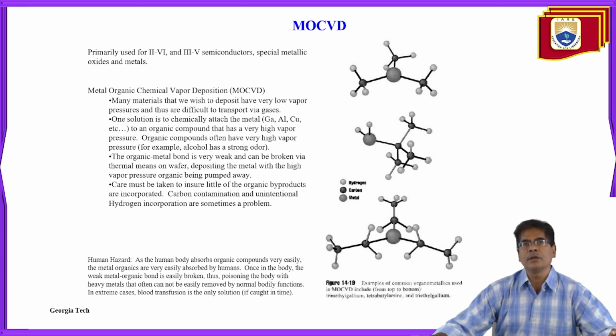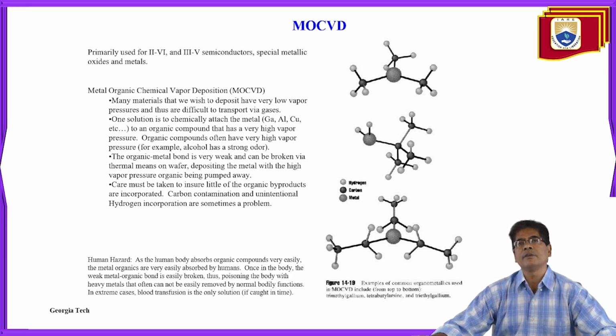One solution is to chemically attach the metals, that is gallium, aluminum, copper, to an organic compound that has very high vapor pressure. Organic compounds often have high vapor pressure. For example, alcohol has a strong odor. So the organic metal bond is very weak and can be broken via thermal means, depositing the metal with the high vapor pressure organic being pumped away.